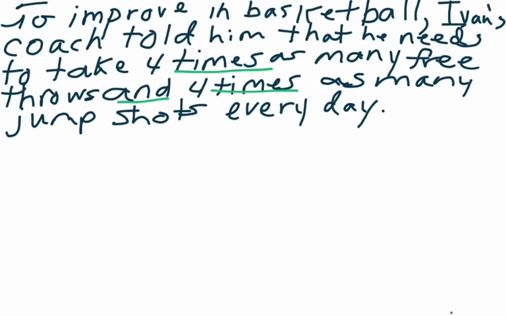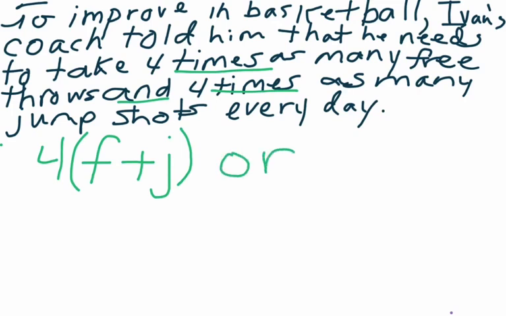So if he has to take free throws, which we said would be F, and jump shots, which we said would be J, and he has to do 4 times as many, you can do F plus J in parentheses and have the 4 right on the outside, which indicates multiplication. Or you can write it like this. He has to do 4 times as many free throws, so 4F, plus 4 times as many jump shots, which would be 4J.